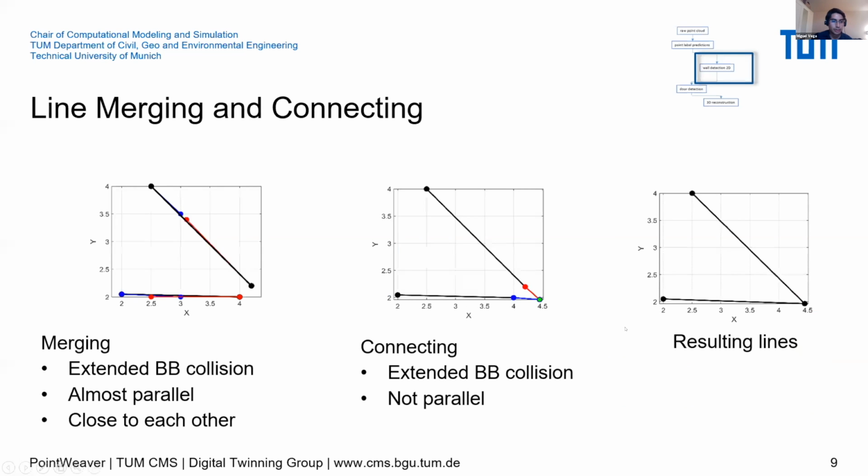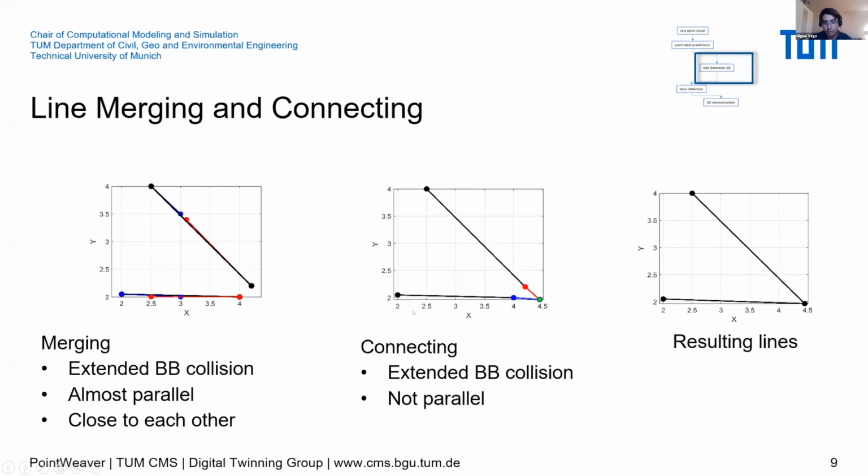What we did next was to merge and connect lines. This step was necessary because some walls were occluded during the scan acquisition, and also because the predictions of KPConf were not always very accurate. So to do so, we extend the bounding boxes of lines. We check if the bounding boxes collide, and if the lines are almost parallel and close to each other, they are merged into one single line. For example, here this blue and these red lines are merged into one line.